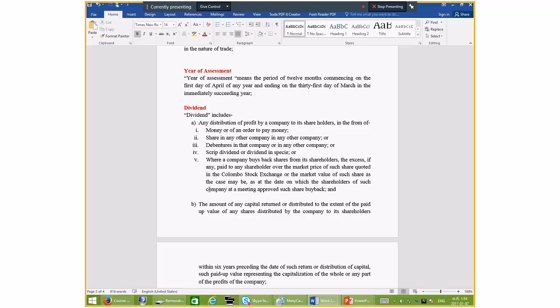Now the prevailing rate is 10%, but from 17 and 18 the dividend tax rate is 18%. But if the government in the next budget, the minister, increases it to 15%, that means for the 18 and 19 year of assessment, dividend tax would be 15%. Right? Therefore, we must be vigilant for the tax changes announced by the Minister of Finance in the annual budgets.